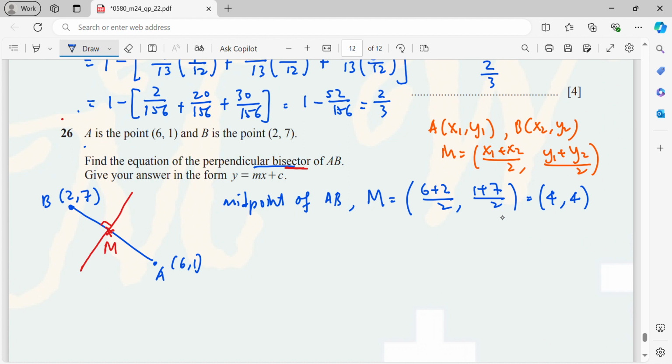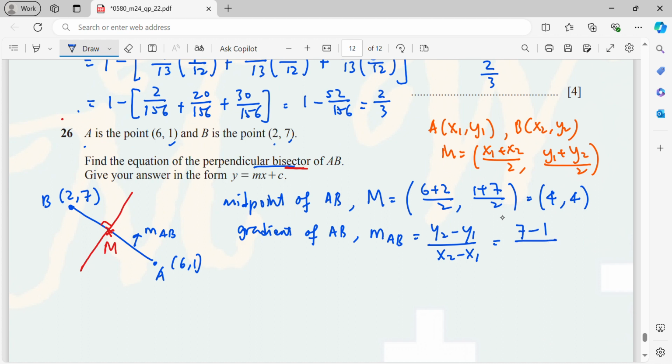And then followed by finding the gradient, MAB. Okay, so gradient of AB means MAB. The gradient formula is y2 minus y1 over x2 minus x1. This is the formula for gradient. So I will just use 7 as y2 and 1 as y1. So 7 minus 1 over 2 minus 6. You can use y1 minus y2 over x1 minus x2. So then this is going to be 6 over minus 4. Then I will be getting negative 3 over 2.